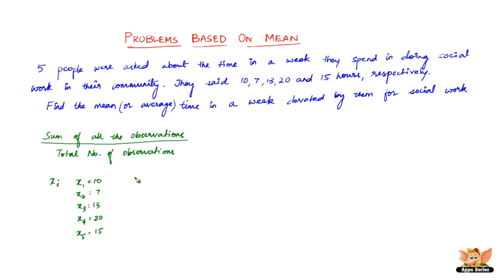So therefore mean, let us denote mean by x bar, equals the sum of all the observations divided by the total number of observations. That is x1 plus x2 plus x3 plus x4 plus x5 divided by 5, because the total number of observations is 5. So here we have 10 plus 7 plus 13 plus 20 plus 15 divided by 5, which is equal to 65 by 5, and 65 by 5 equals 13. So the mean time spent by these 5 people in doing social work is 13 hours a week.